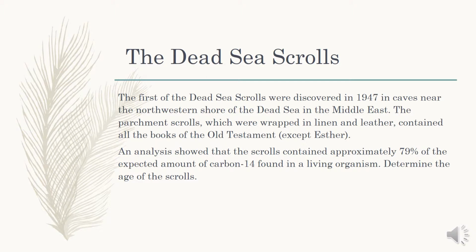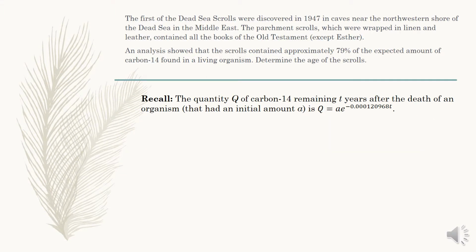All right, so we're going to use that formula that we used in the last problem. So we have Q equals A times e raised to the negative 0.000120968 times t. Remember, Q is the quantity remaining, the quantity of carbon-14 remaining. A is the initial amount of carbon-14 that was present, and t is the years after the death of an organism. So we have to manipulate this formula a little bit. We'll algebraically manipulate it so that we can use what we know.